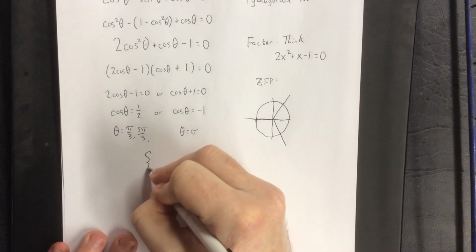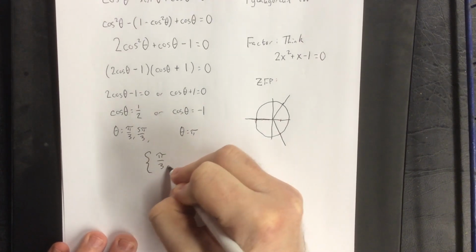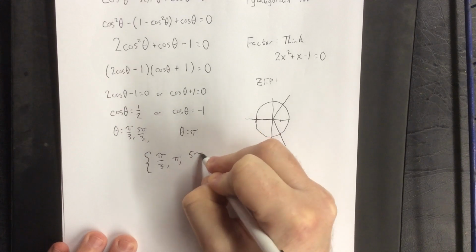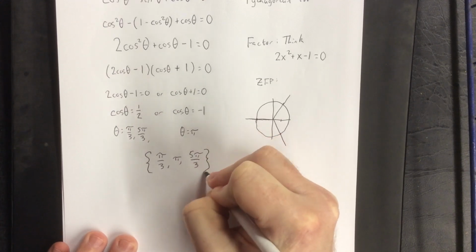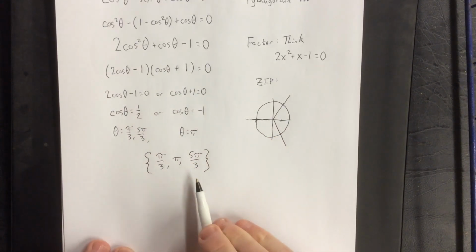So final answer for this one, if we're going to go solution set notation and put them all in numerical order, that'll be pi over 3, pi, and 5 pi over 3.